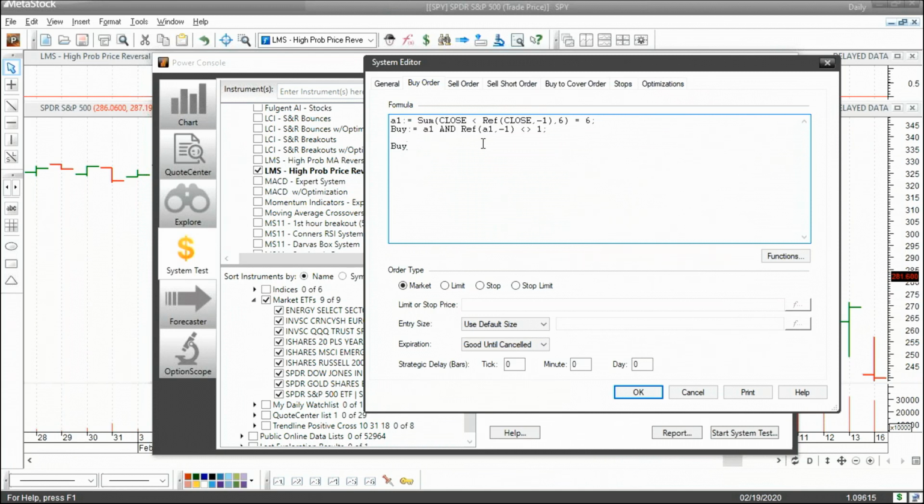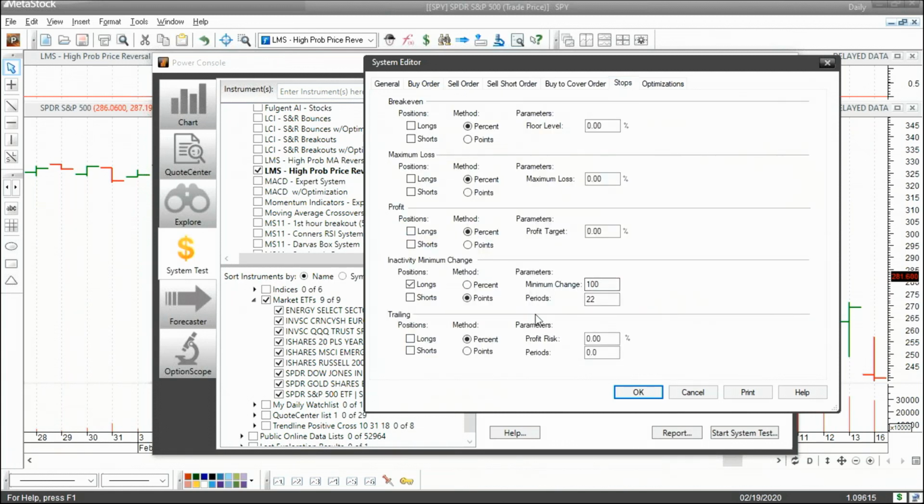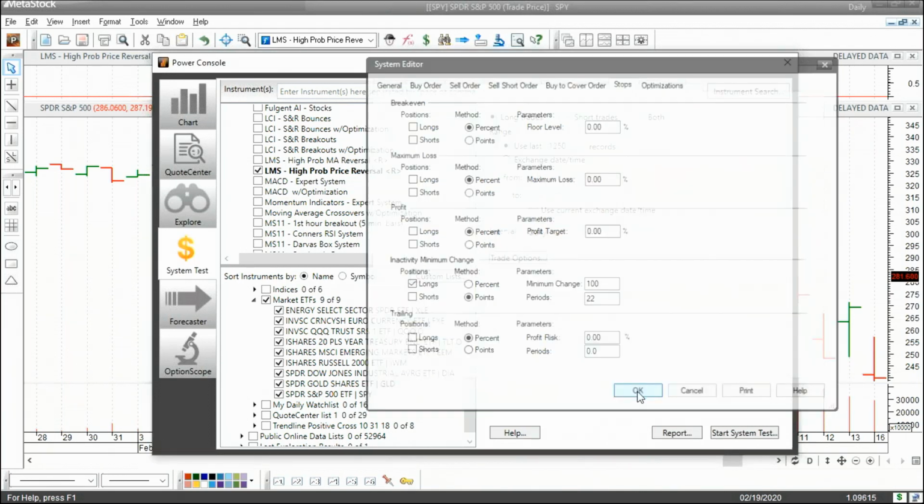Our buy order, as you can see, is the same as what I just showed you of that custom indicator. And then for our exit, I'm going to put the time stop of 22 periods. So I'm going to get out after 22 bars. So again, I'll click on OK.